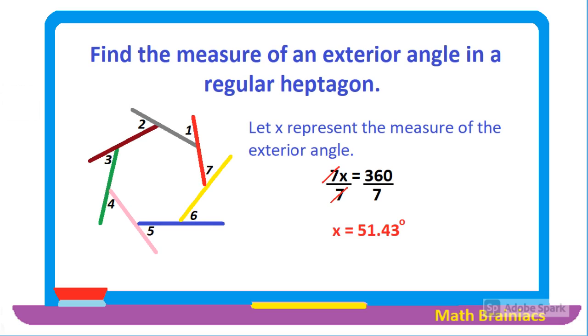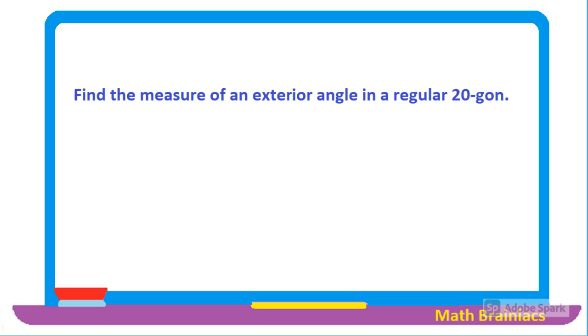Correspondingly, to find x, we're going to divide 360 by 7, and it will give us 51.43 degrees. Consequently, the measure of each of the exterior angles in the regular heptagon is 51.43 degrees. Let us work on another example so that you can fully understand the lesson.